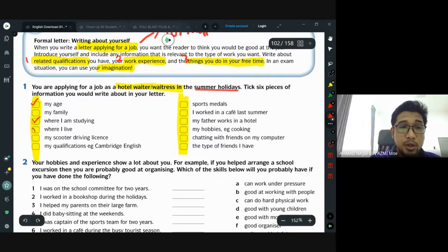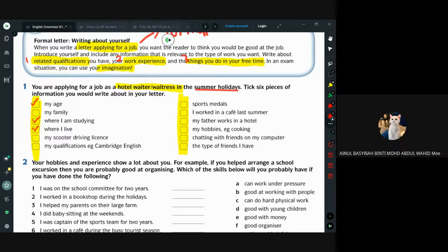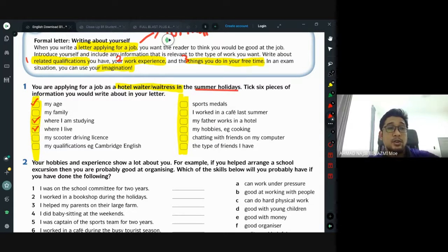If you are the boss, why is this information important? You are the boss at the hotel. Time taken, distance from home. Yes, distance from home. So obviously, if you are closer to the hotel, they would give more consideration to hire you. A scooter driving license for a hotel waiter, waitress.